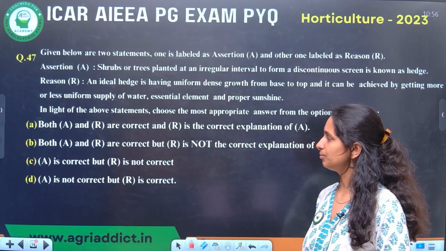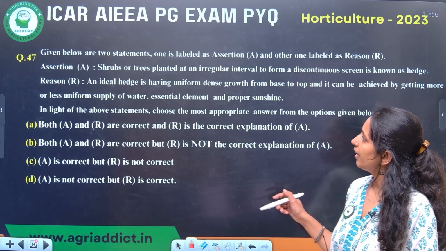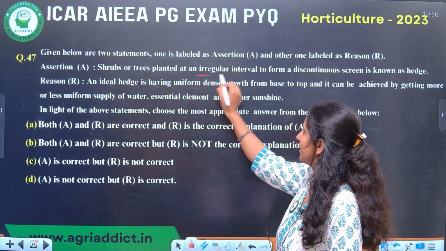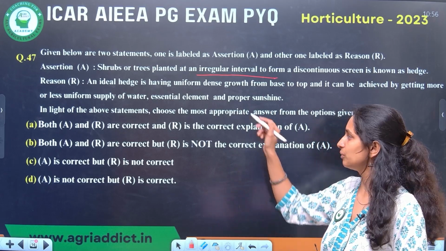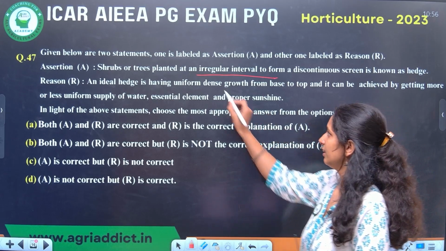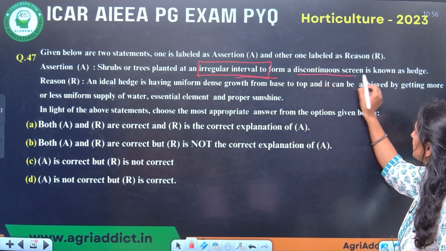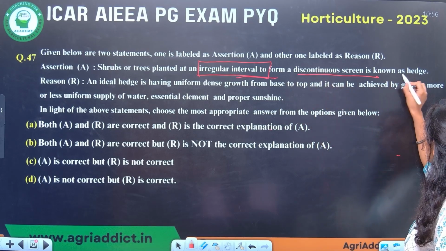Let's see the next question. Again, assertion reason type. First, assertion: shrubs and trees planted at an irregular interval. If you go in a flow and read irregular interval, you will get the wrong answer. They have given irregular interval to form a discontinuous screen. This is also wrong. Both words are wrong. It is known as hedge.